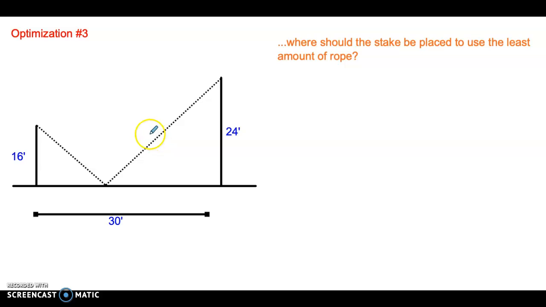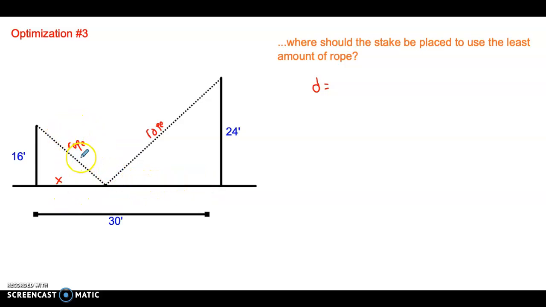All right, we've got rope here, and we've got rope here. So we want the least amount of rope. So that is going to be a distance. All right, the only thing we know is it's 30 feet all the way across. I'm going to call this X. Okay, we don't know this point, where the stake is going is in the middle. It could be anywhere. That stake could be right here. It could be anywhere over here. Basically anywhere in this 30.